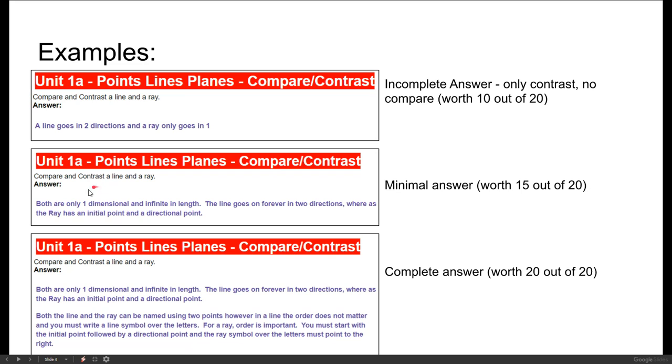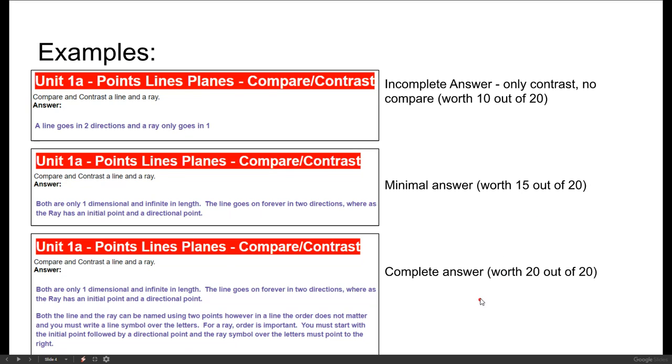Okay, Unit 1A, same question, compare and contrast a line and array. Both are one-dimensional and infinite in length. The line goes on forever in two directions, whereas the array has an initial point and a directional point. So this is a minimal answer. It's worth 15 out of 20 points.